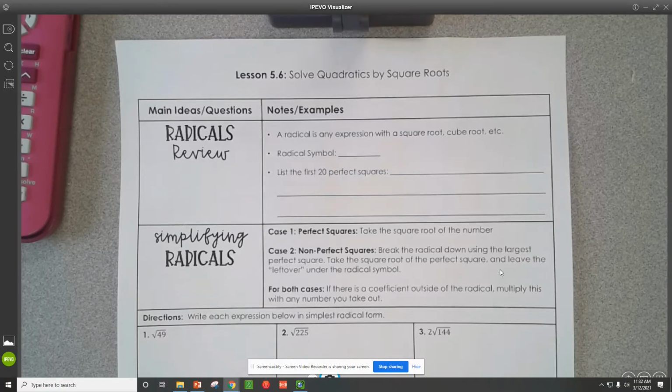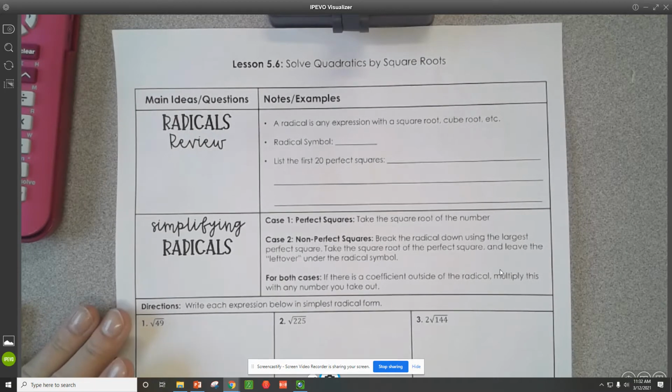Hey guys, in this video, we're going to be doing lesson 5.6, which is solving quadratics by square roots. And I'm doing this one a little different because I don't have access to my iPad today. So hopefully you don't mind the change.